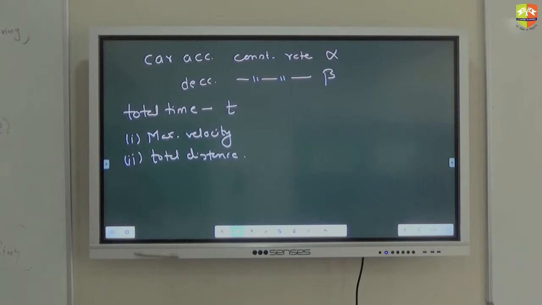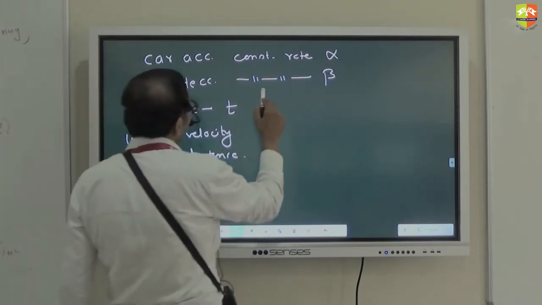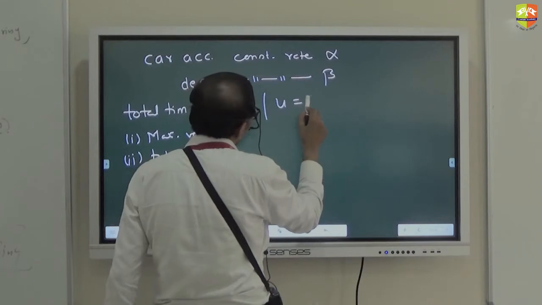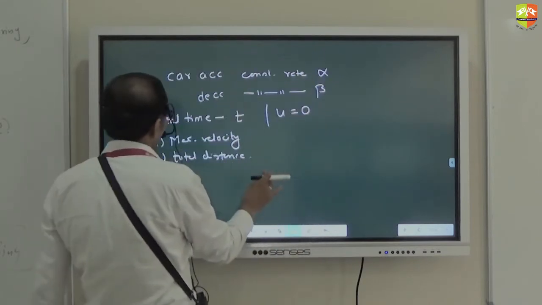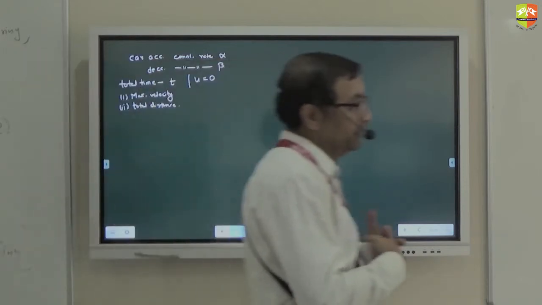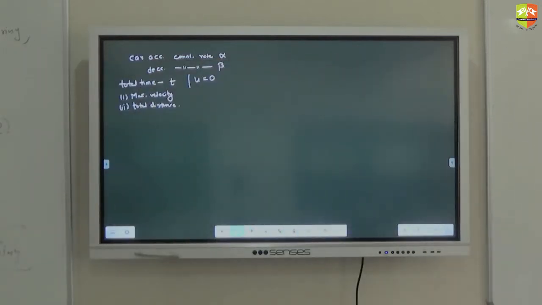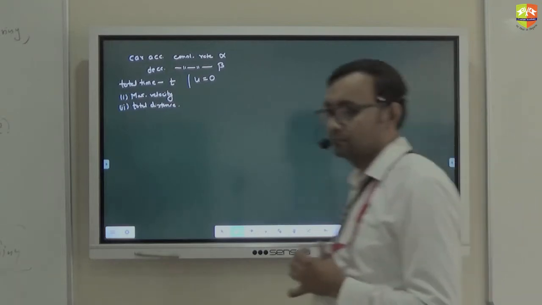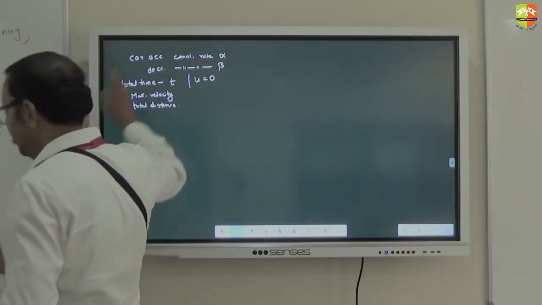So the initial velocity is given, so you should write that down as well. Try solving it: maximum velocity and total distance covered. Should I give you a hint? Okay, I'll give you the first hint in a couple of minutes, in terms of alpha, beta and T.